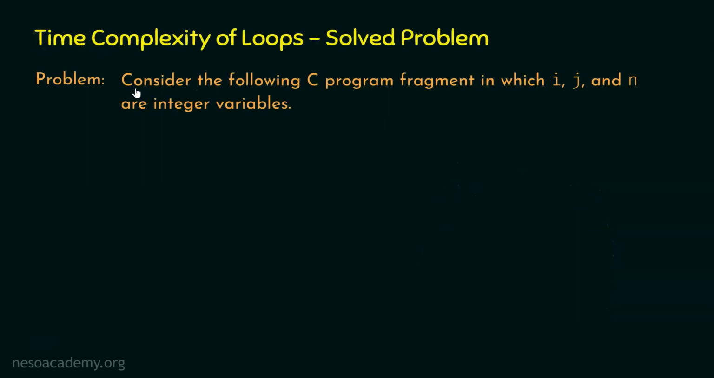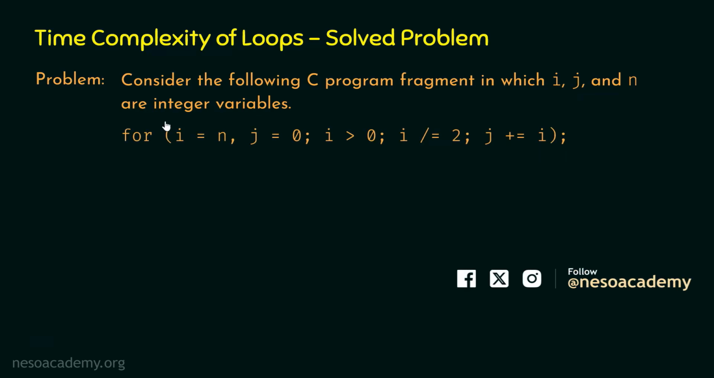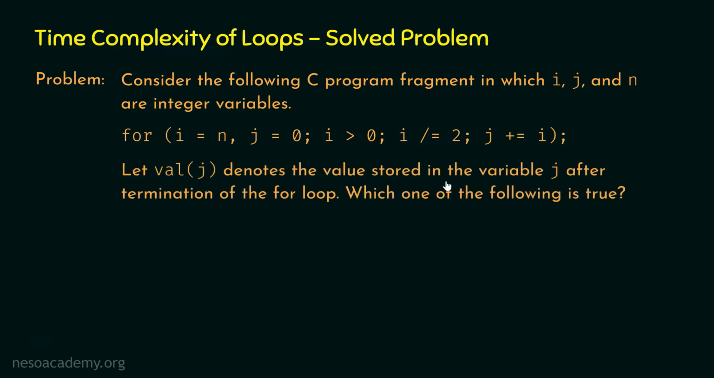Here is the problem. Consider the following C program fragment in which i, j and n are integer variables. Here is the C program fragment, and precisely this is the for loop in C where i is initialized to n, j is initialized to 0, i is compared with 0. If i is greater than 0, then i is updated to i divided by 2 and j is updated to j plus i. Let val j denote the value stored in the variable j after termination of the for loop. Which one of the following is true?